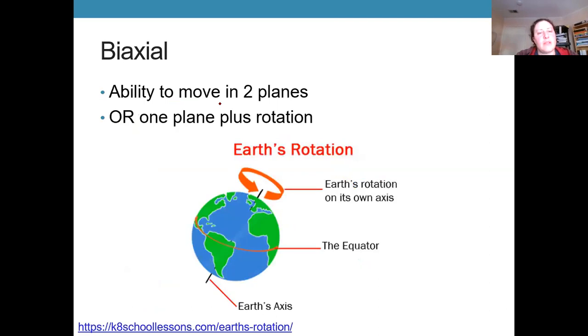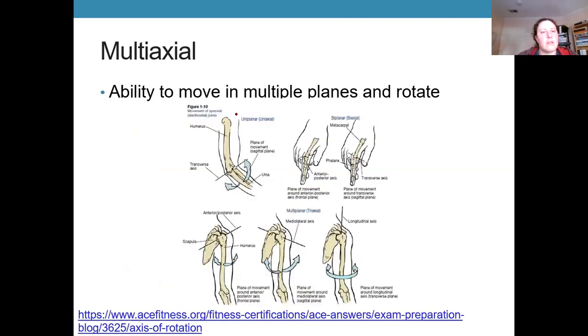Biaxial means you can move in 2 of those planes, or you can move in 1 plane and you can rotate, which I don't think actually exists, but technically it's a possibility. And then multiaxial is being able to move in all 3 planes, and you probably can rotate if you can do that too, because that means you have a lot of mobility.